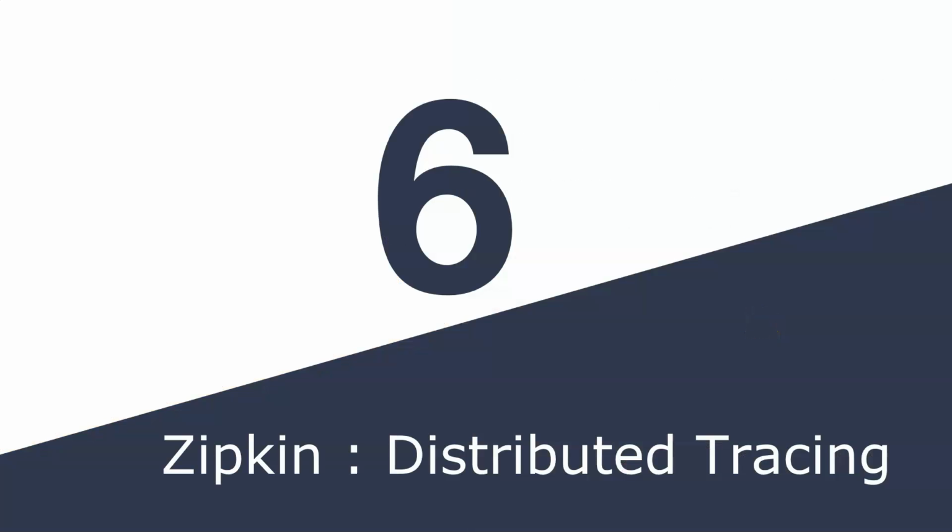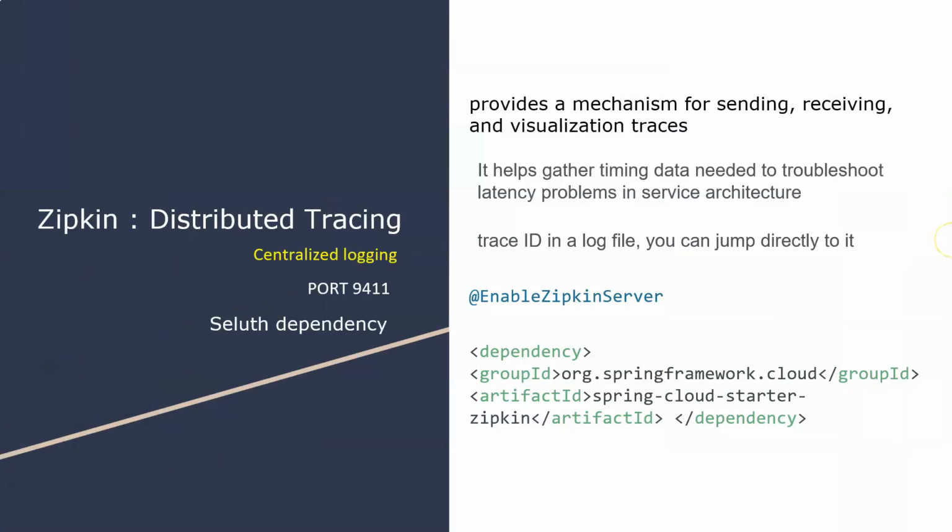Now the next one is Zipkin, which we use for distributed tracing. Zipkin provides a mechanism for sending, receiving, and visualizing traces. Basically, you can view the logs in a better manner. It helps gather timing data needed to troubleshoot latency problems in service architecture. We use something called Sleuth dependency with Zipkin, and it basically provides a trace ID. To make use of the Zipkin server, we need to use the @EnableZipkinServer annotation, and here is the dependency that you need to include in your microservice.